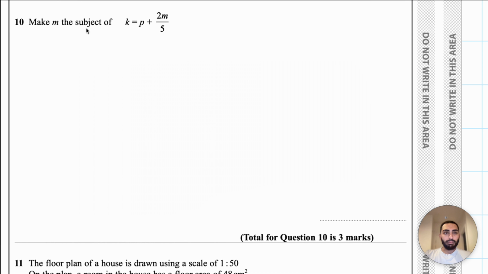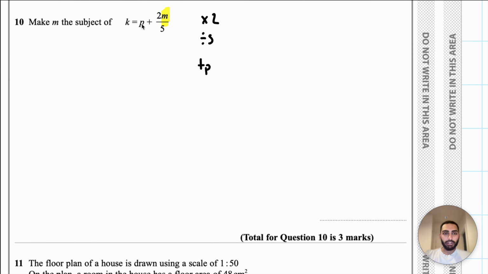Question 10. Make m the subject of k is equal to p plus 2m over 5. So we're trying to get this m on its own. So what's happening to this m? It's being multiplied by 2 first, it's being divided by 5 afterwards, and then we're adding p to it. So we're going to do all of those things. We're going to take away p, we're going to multiply by 5, and we're going to divide by 2.